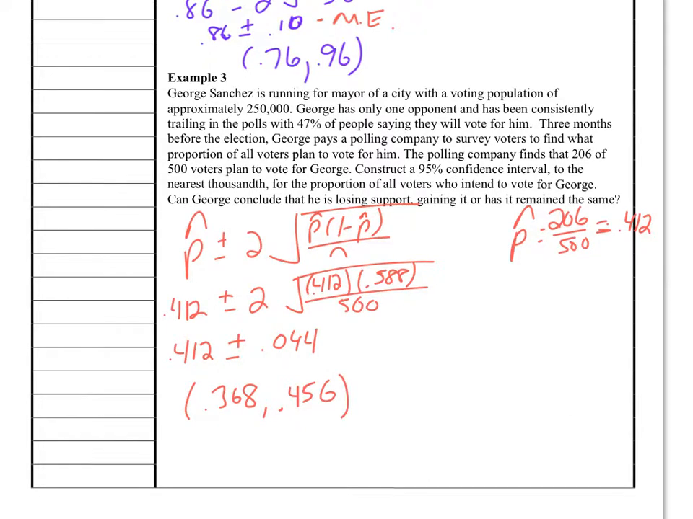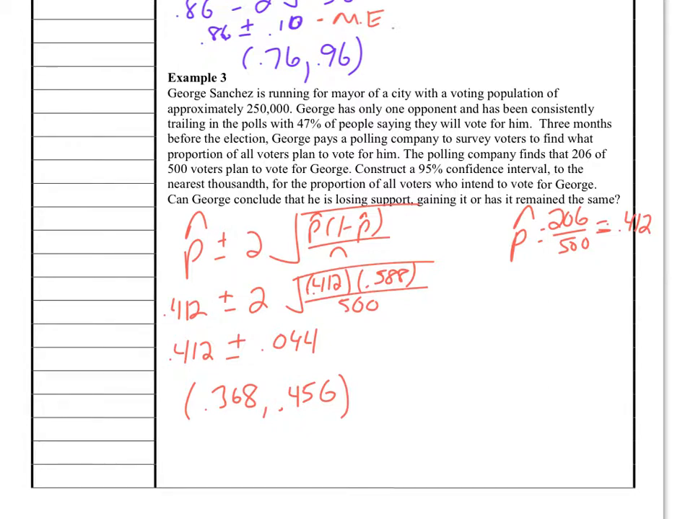So there is our 95% confidence interval for the proportion of all voters who intend to vote for George. So does it look like George is doing okay? Well, unfortunately, it looks like George is not doing so okay, because it's all below 50%. So it looks like George is going to lose, but that's not what the question is asking. We could infer that and say that it looks as though George is going to lose because it's all below 50%.